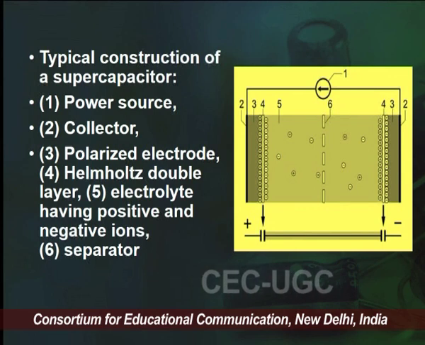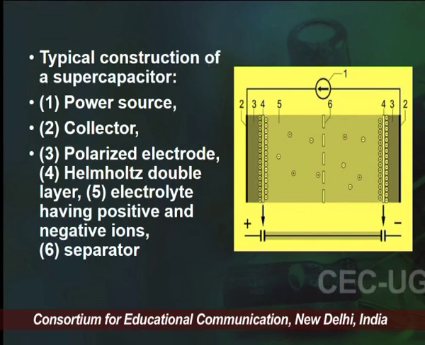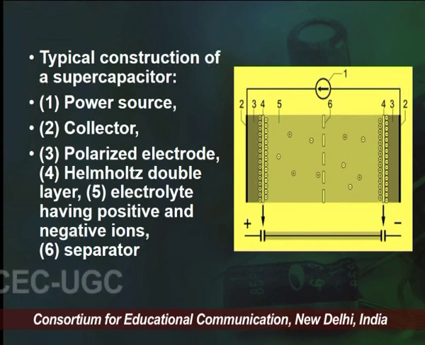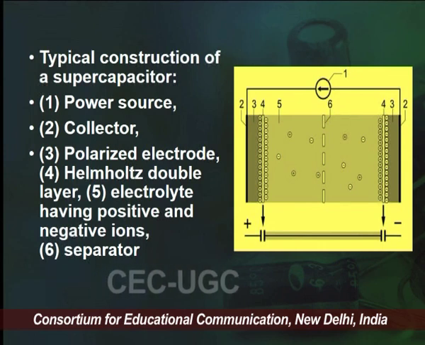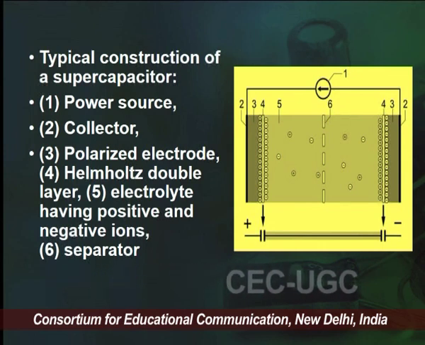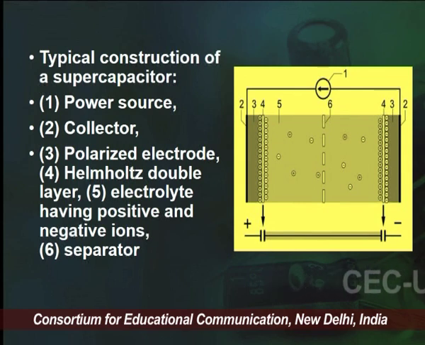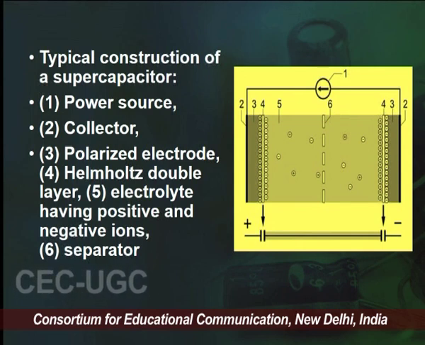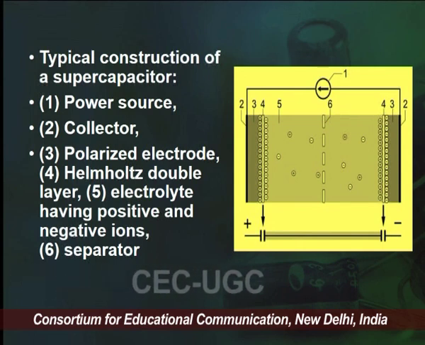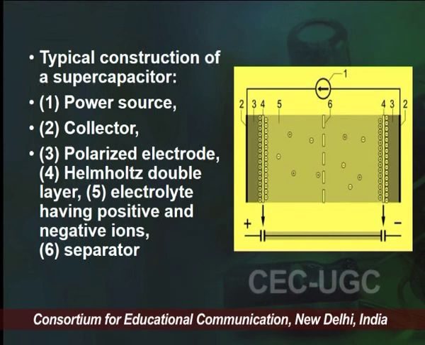Now you see the fifth part is the electrolyte. After the electrodes we have the electrolyte, which has positive and negative ions. Then you see there are positive and negative ions on the screen, and then we have the sixth one, which is a separator. That separator is a membrane also. This is one form of the supercapacitor.